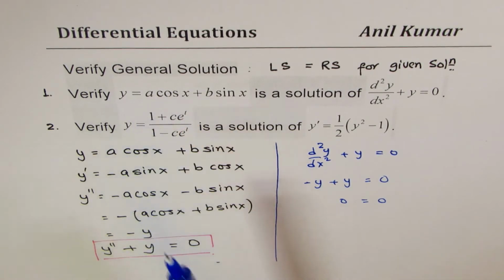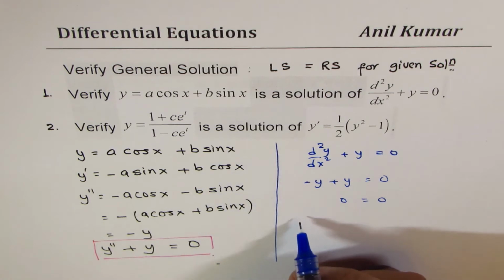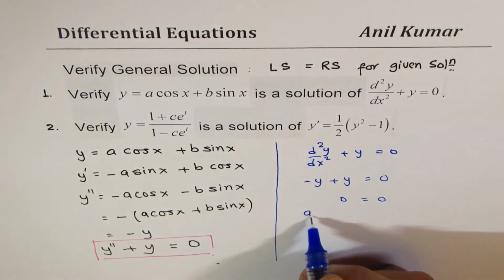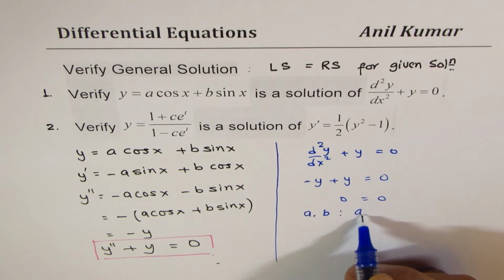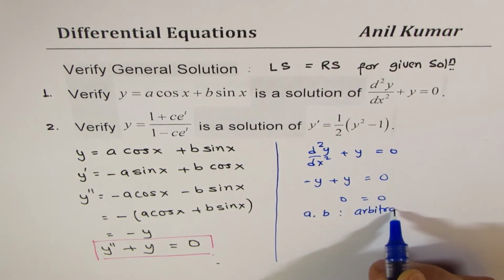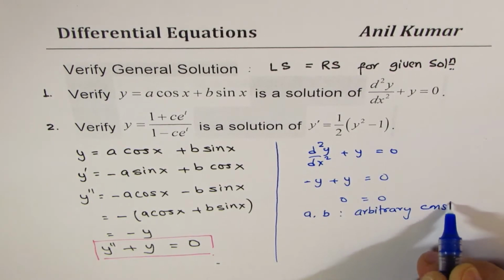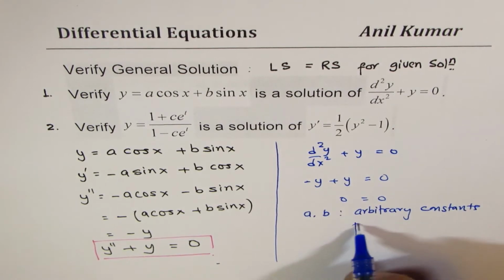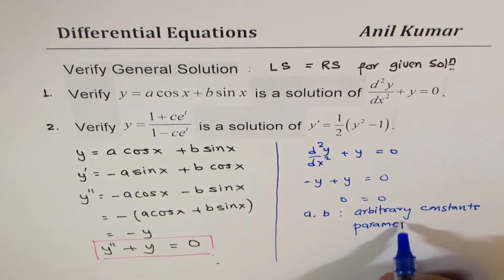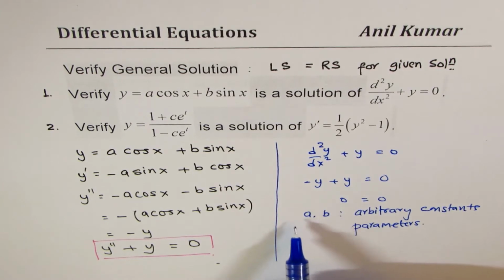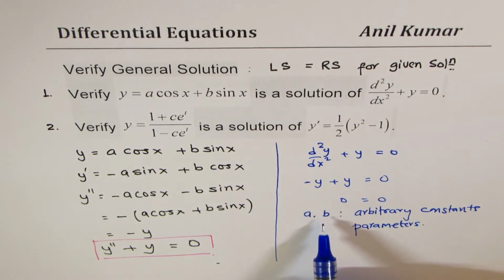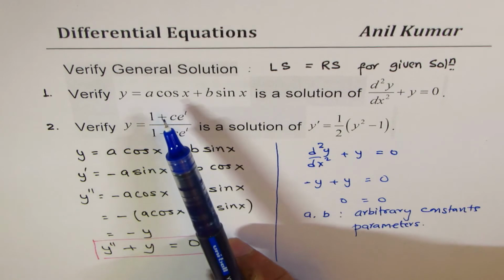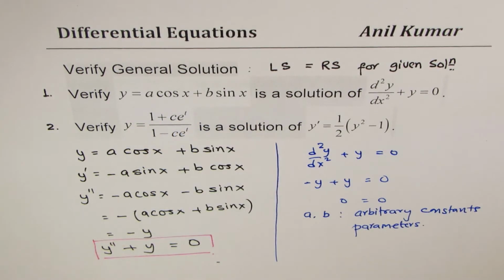A and B are called arbitrary constants. So here, let me introduce the term that we have two constants, A and B, and these are called arbitrary constants or parameters. By varying A and B, we can have different curves related to the family of the given function, correct? So that is how we could actually prove it.